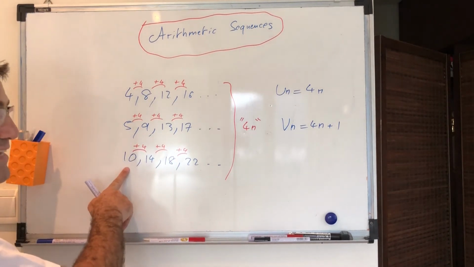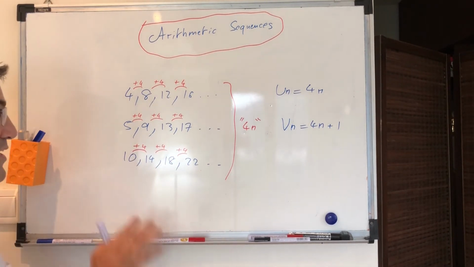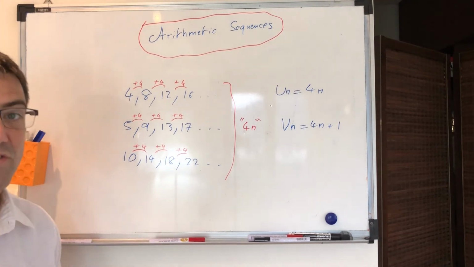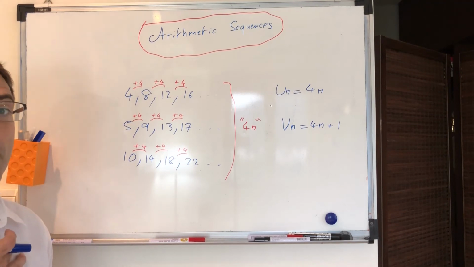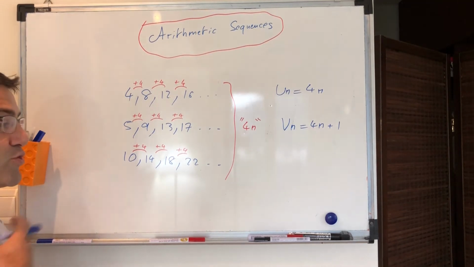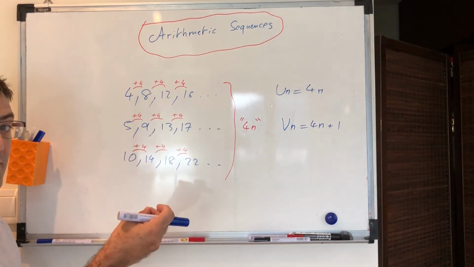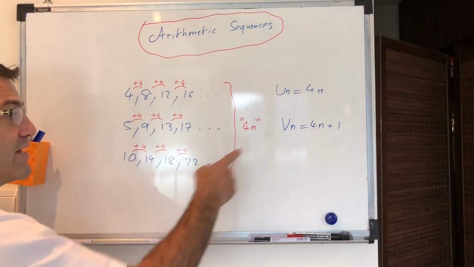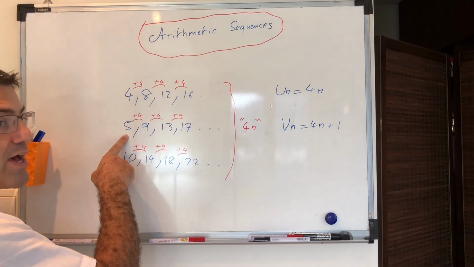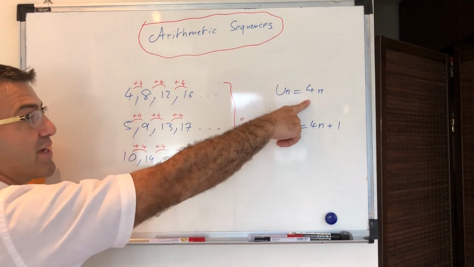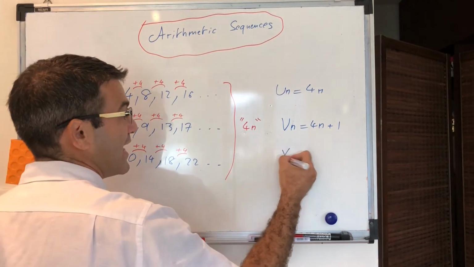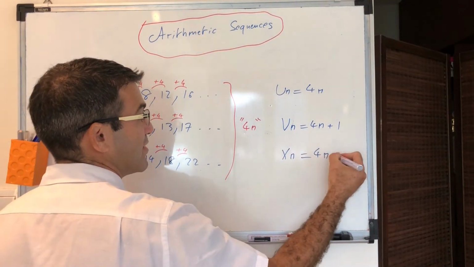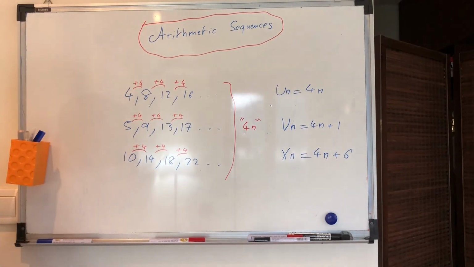This one starts at 10. So instead of starting at 4, it starts at 10. In order to compensate, I need to call it 4n plus 6. To adjust the starting point from 4 to 10, I need to add 6. Here I needed to adjust from 4 to 5, so I added 1. Here I didn't need to adjust anything at all because it was already starting at 4. So I'll call this one xn equals 4n plus 6, and this is how you name sequences, if you like.